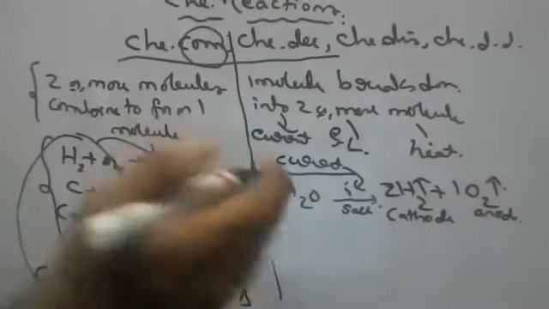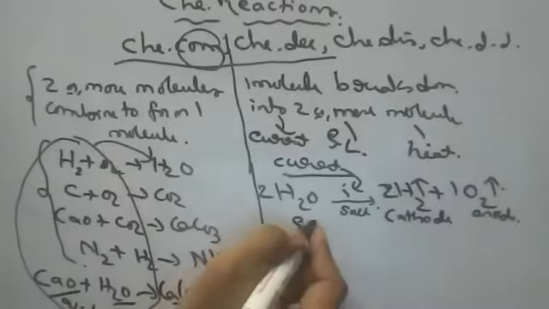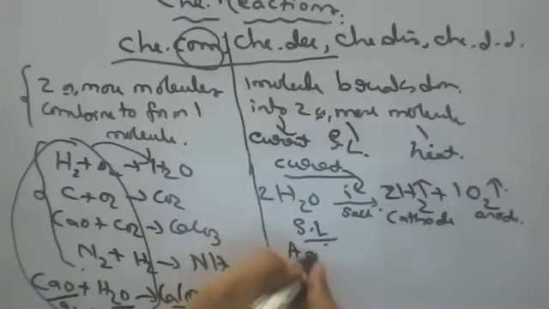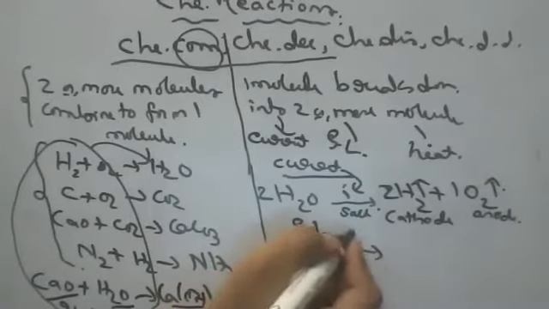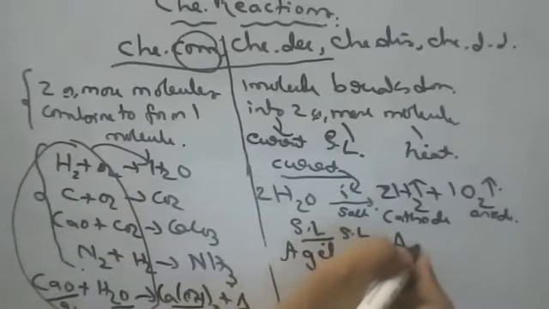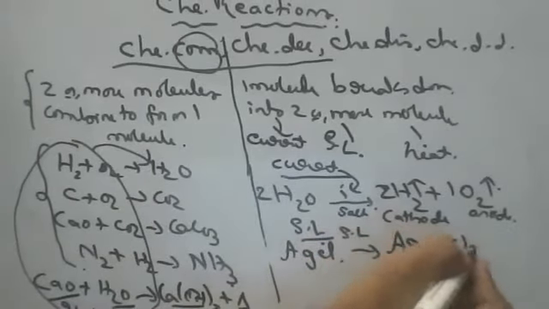Next one is in the presence of sunlight. In the presence of sunlight, silver chloride or silver bromide breaks down into silver plus chlorine.